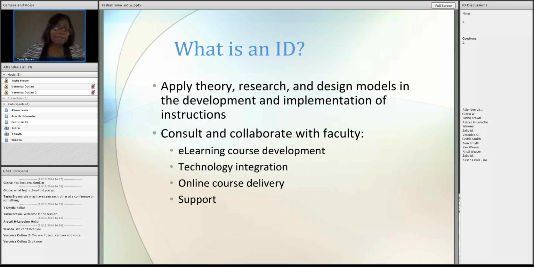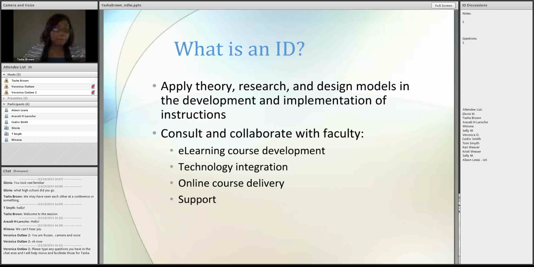Okay, good. Well, so as we continue, we want to see what is an instructional designer. This is the person, as you see the definition here, who applies theory, research, and design models in developing content and instruction. But this person is very instrumental in getting the content in the online format that is suitable and that follows best practices and research to ensure you have a great course.